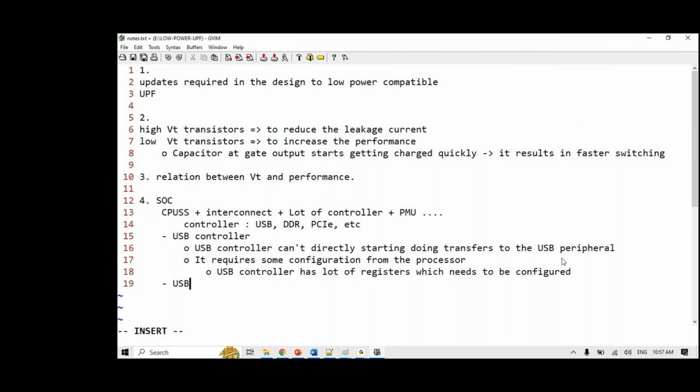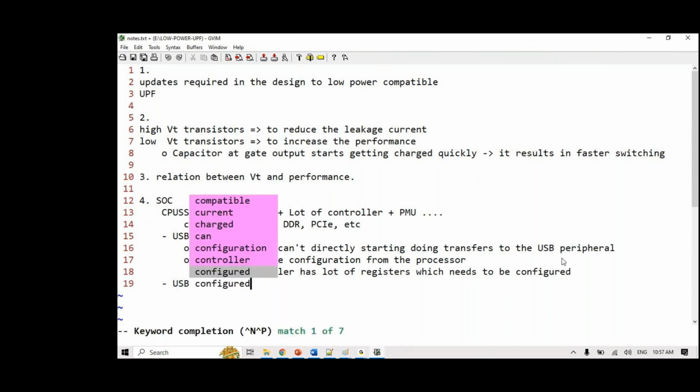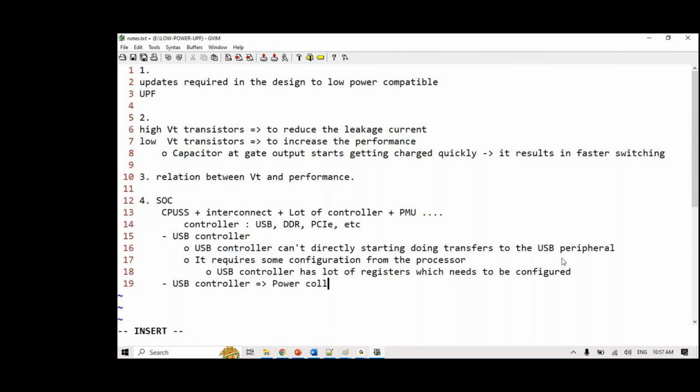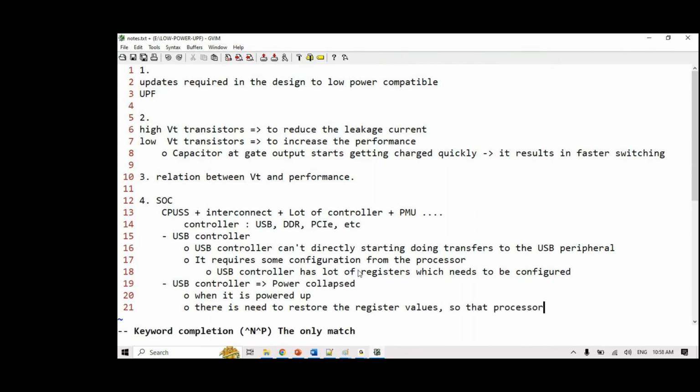Now, let's say the USB controller is powered down, power gated, power collapsed. We'll use the technical terms a little bit. Power collapsed. Now when it is powered up again, it needs to get back to the same state where it was working. Because you just temporarily cut it down, when you bring it up again, it has to start working in the same manner. So there is a need to restore the register values, so that the processor doesn't have to do it again.